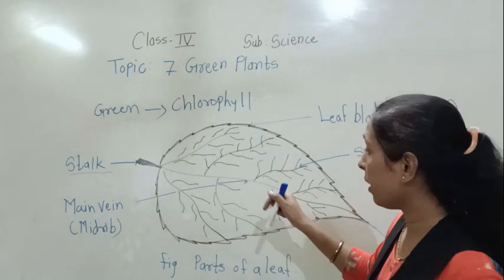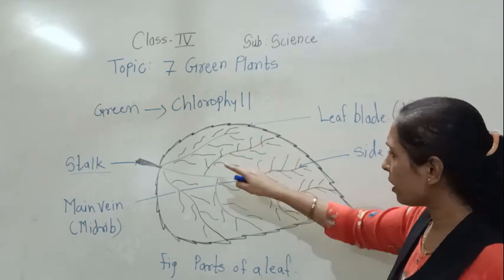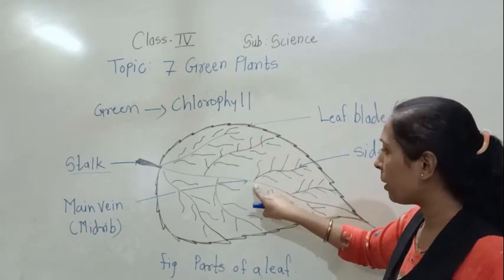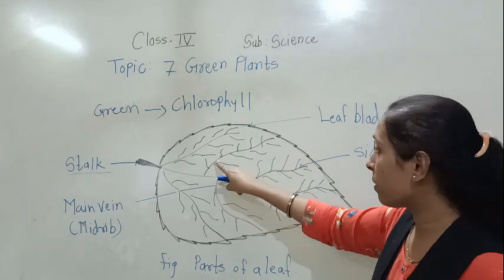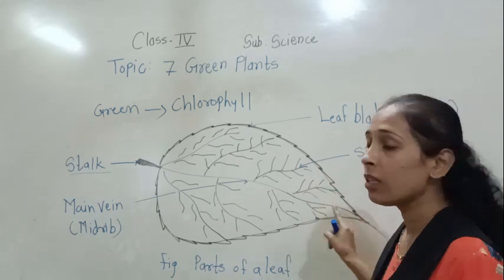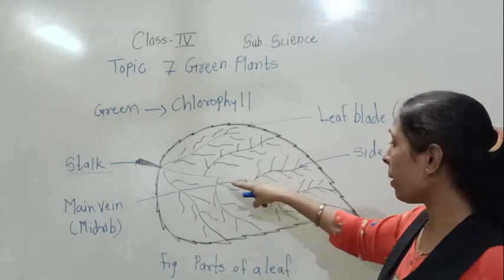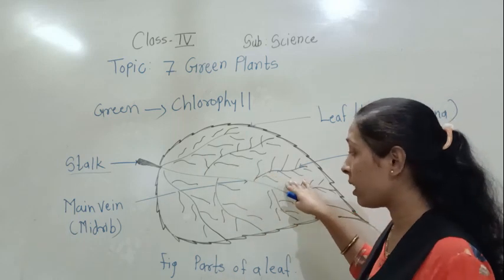See my dear students, here you can see the network or net-like structure. So many small veins you can see from the midrib. From the main vein, or from the midrib, many small side veins arise.